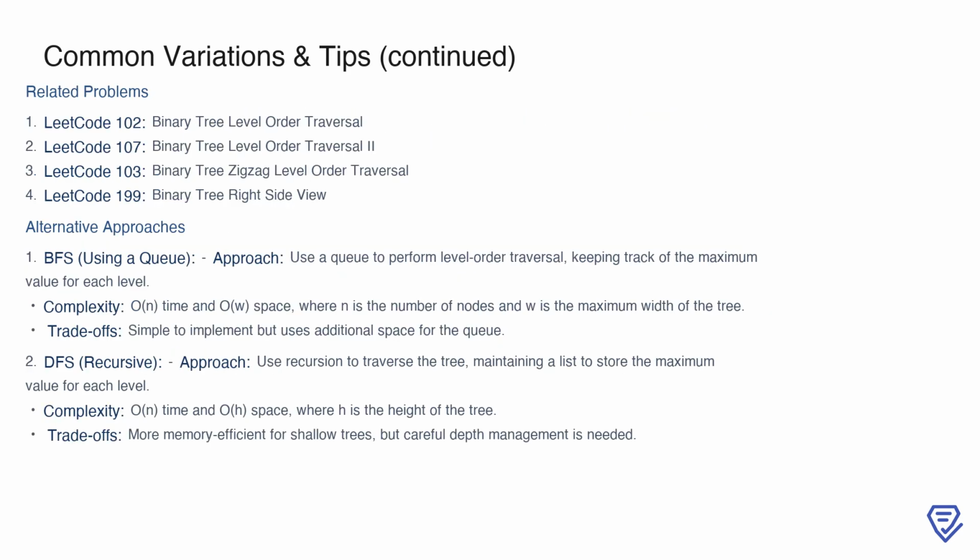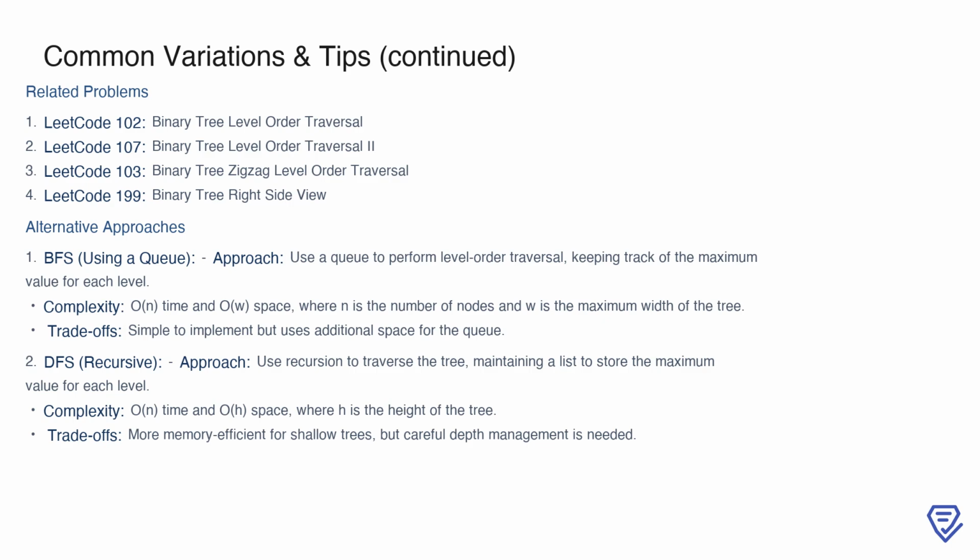This problem is also linked to several related LeetCode problems, which can help you deepen your understanding of tree traversal techniques. For instance, LeetCode 102 focuses on basic binary tree level order traversal, while LeetCode 107 adds a twist by reversing the level order. LeetCode 103 introduces zigzag traversal, and LeetCode 199 focuses on the binary tree's right-side view. Exploring these problems can give you a broader perspective on level-wise tree processing.